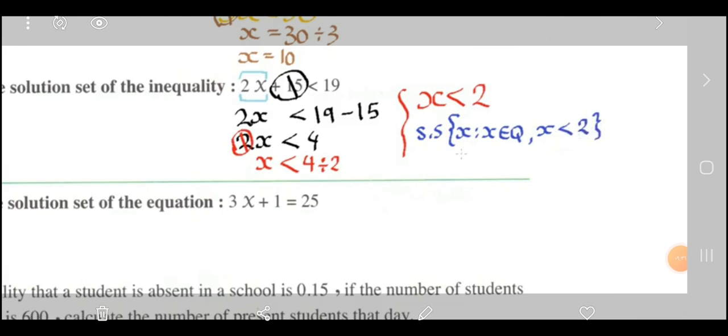Another inequality, 2x plus 15 less than 19. We have to move 15. This is positive, and on the other side we put it negative 15. Then we can say 2x less than 19 minus 15. Then 2x less than 4. 2 times x, what does it mean? It means we have to put 2 on the other side with divide. Then x less than 4 divided by 2, then x less than 2.